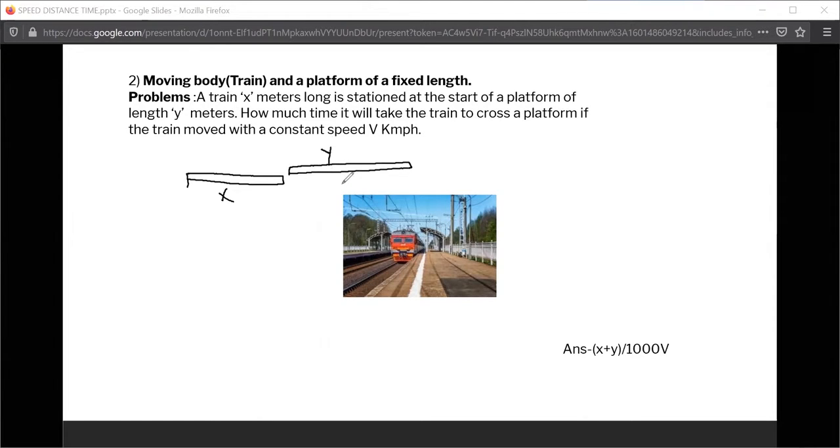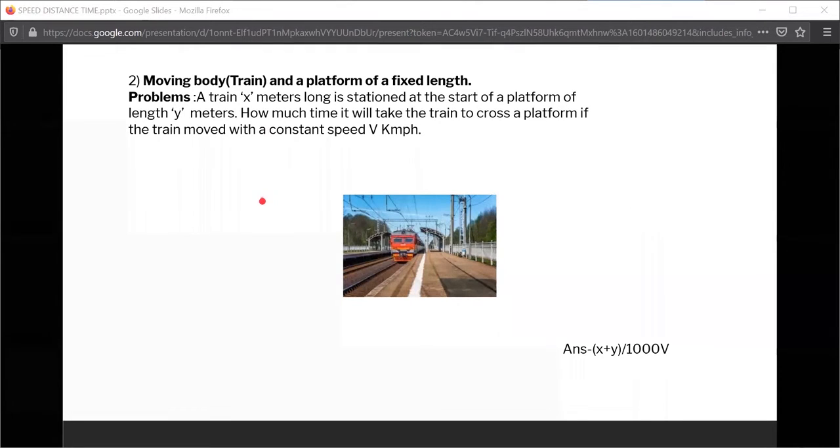If the speed with which the train is moving is v, in order to cross the platform, you have to travel the distance of the platform as well as its own length. So total distance traveled will be x plus y, and the speed is given to be v. So the time taken will be x plus y by v. But do remember that x plus y is in meters, so we need to divide it by 1000. So this is our answer.